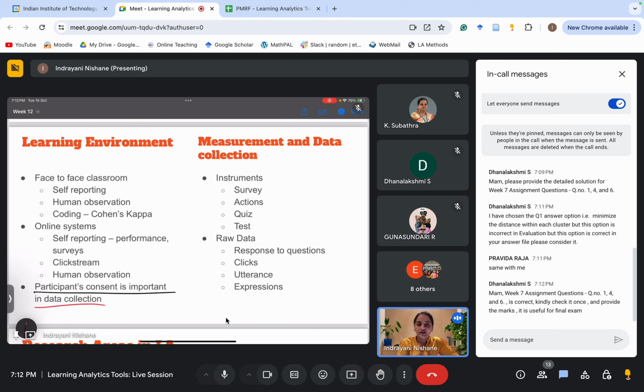Now, measurement and data collection: what instruments you can use for data collection, and what data we can collect using these different instruments. So survey data, what actions they are taking or how they are behaving in the classroom, their quiz data, test data, assignment evaluations. All these are instruments which help us; quiz and test will help us in measuring the performance of students.